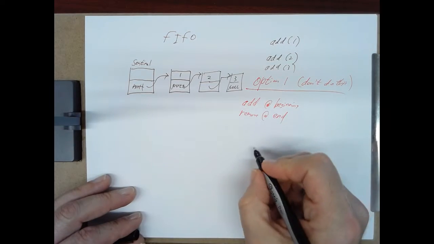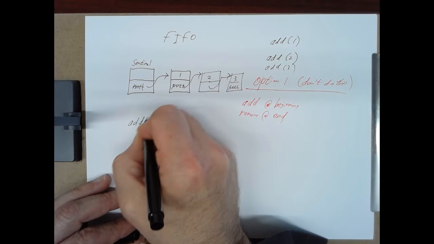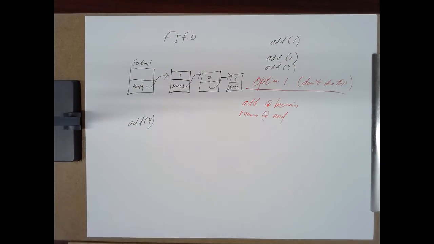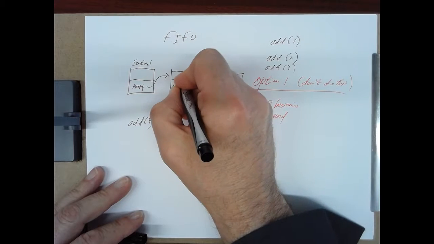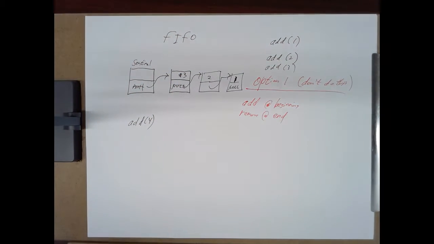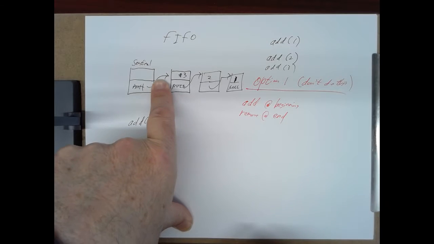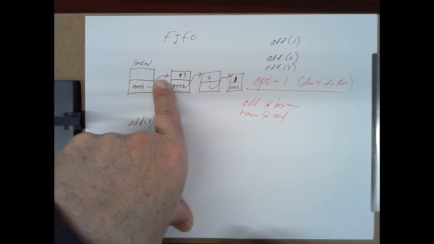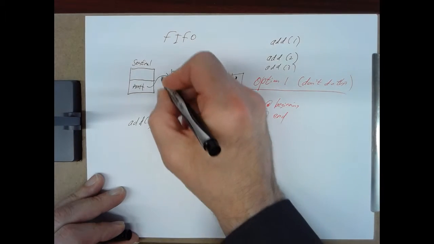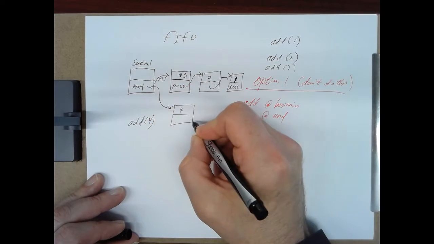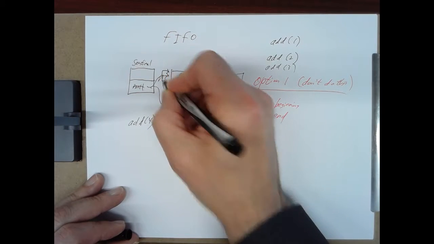So let's add the number 4. Well, if we want to add, oh, my nodes are backwards here. Okay, if we're adding at the beginning, if I want to add a 4, I need to create a new node and plop it in right here. So I would make a node 4. I'd have this point to my 4, and this would point to the end.